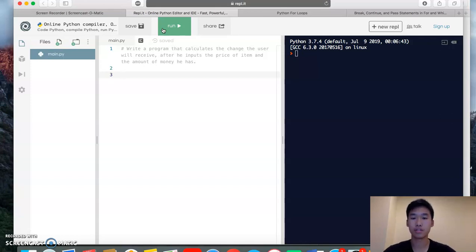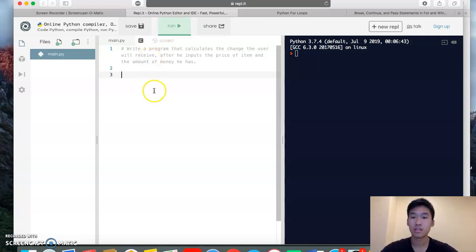And today we're going to talk about while loops, the while conditions. To learn the while conditions, we are going to write a set of code together. So let's look at the prompt. We want to write a program that calculates the change the user will receive.